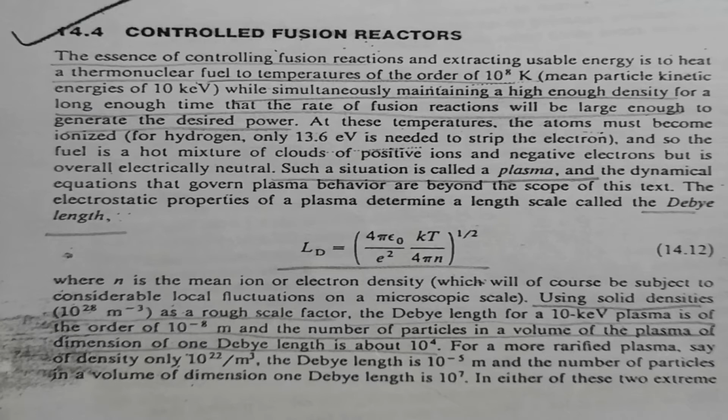Now we have to consider two cases separately. The first case is of solid densities as a rough scale factor. The Debye length for a 10 keV plasma is of the order of 10 raised to minus 8 meter, and the number of particles in a volume of the plasma of dimension of 1 Debye length is about 10 raised to 4. Now the second case is a more rarefied plasma where the density is only 10 raised to 22 per meter cube. The Debye length is 10 raised to minus 5 meter and the number of particles in a volume of dimension 1 Debye length is 10 raised to 7.